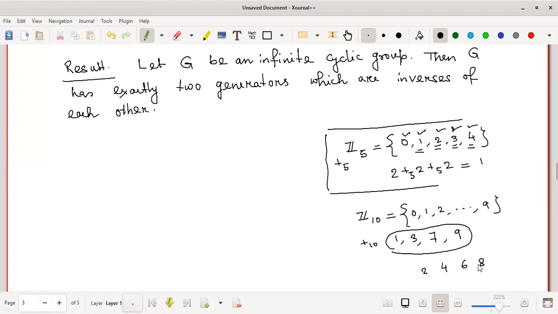These you will never get. 9, you cannot get. So 2 is not a generator. Similarly, you check that 5 is not a generator, 4 is not a generator, 6 is not a generator.